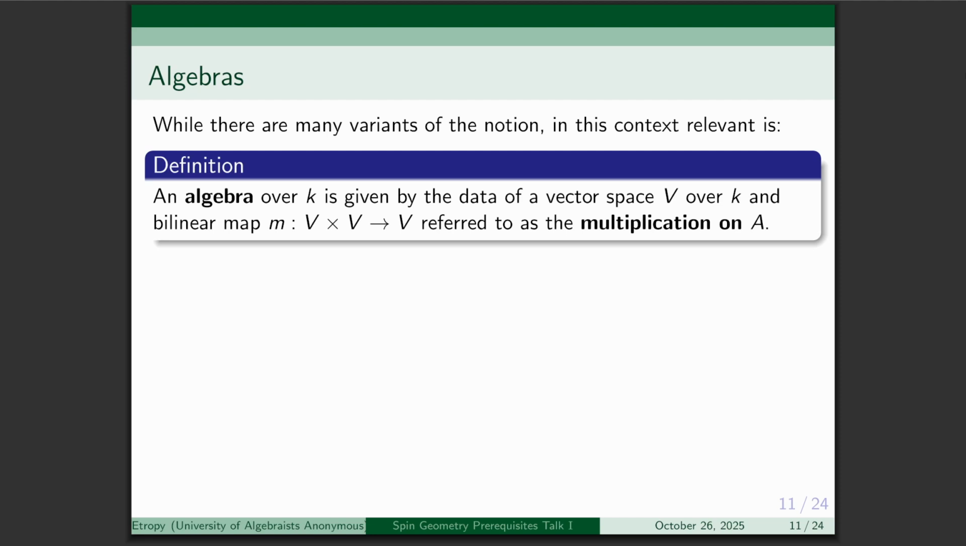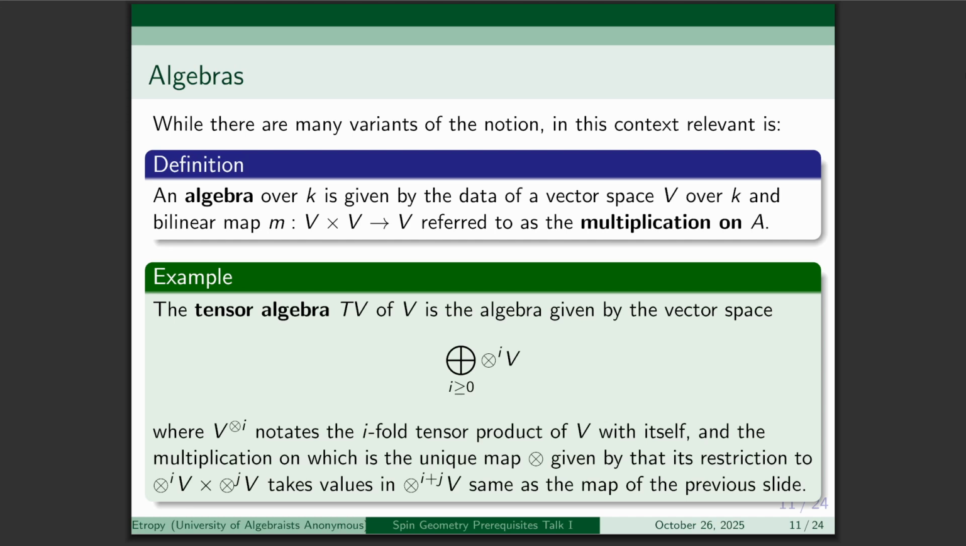And so that's an algebra, just any vector space with a bilinear binary operation on it. And using this definition, we can interpret tensors made from some vectors in some fixed vector space as an algebra. This is called the tensor algebra of a vector space.